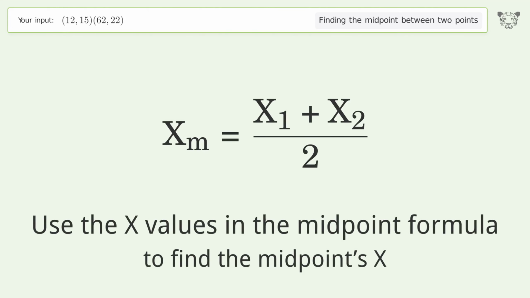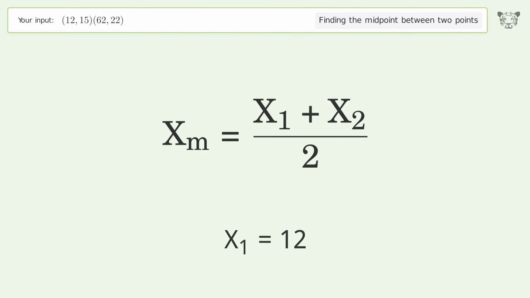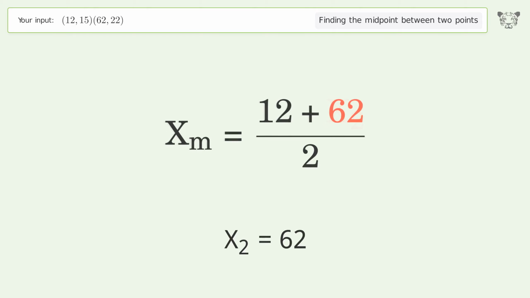Use the x values in the midpoint formula to find the midpoint's x. x1 equals 12. x2 equals 62. Simplify the arithmetic.